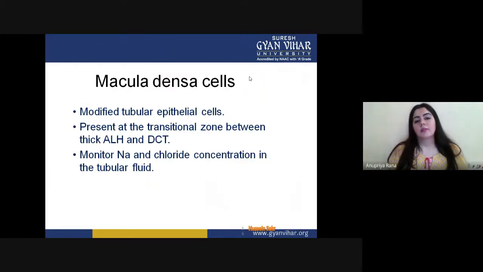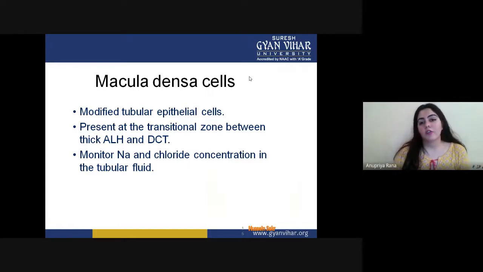Now we will take some cells one by one to see how they affect things. So very first here, the macula densa cells. They are the modified tubular epithelial cells. They are epithelial cells modified into tubule-like structures, present at the transition zone between the thick ascending limb of the loop of Henle and the DCT. So if we see their position, they are present in the transitional zone between the thick ascending limb and DCT.